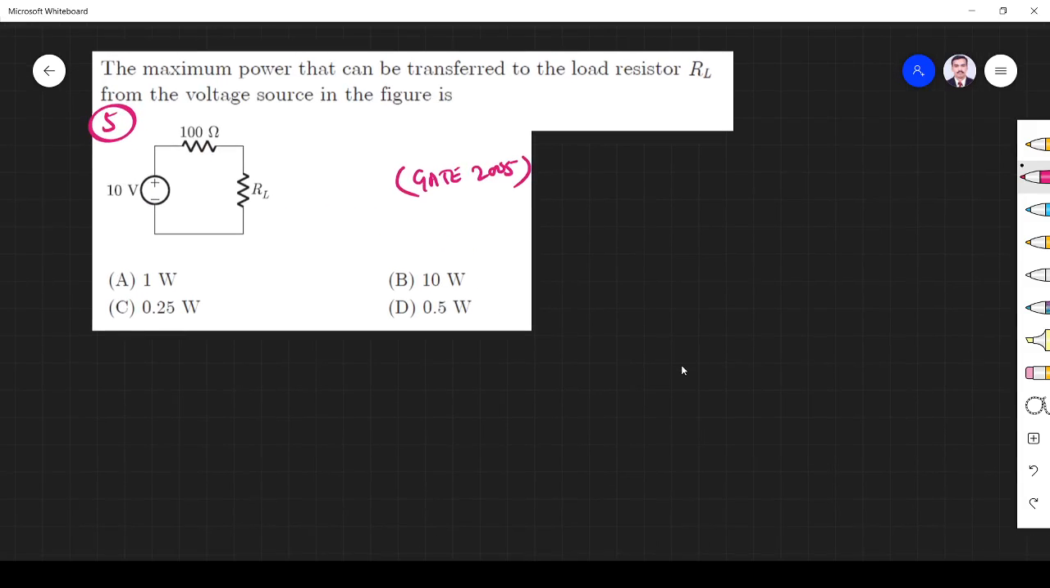And the next one is the maximum power that can be transferred to a load RL from the voltage source in the figure. So for maximum power transfer, load resistance must be equal to source resistance.